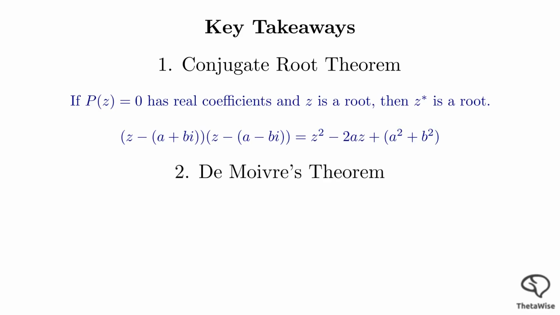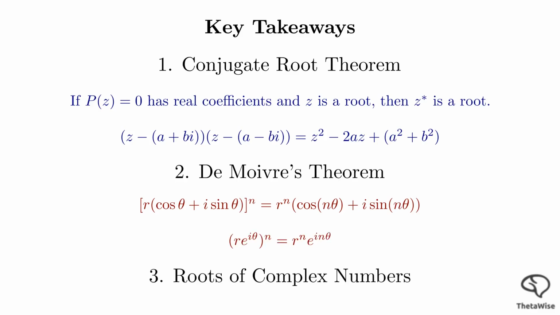Second, de Moivre's theorem. To raise a complex number to a power n, raise the magnitude to that power and multiply the argument by n. This is most easily visualized and calculated using Euler's form, r e to the i theta.